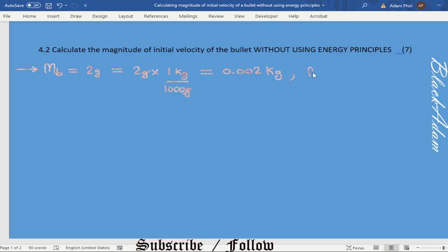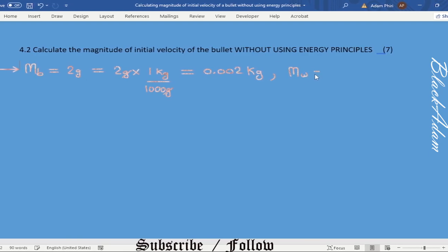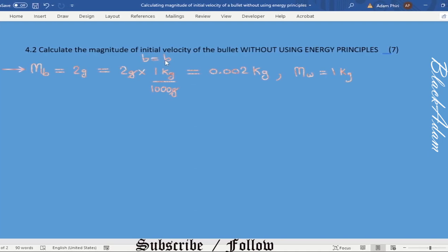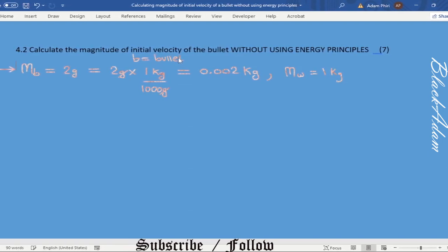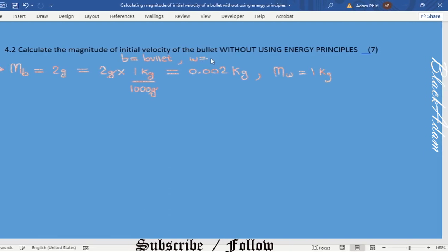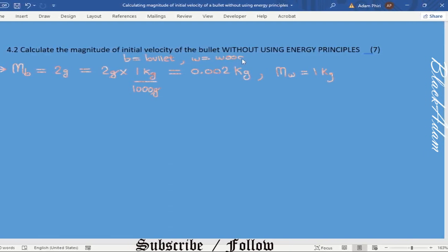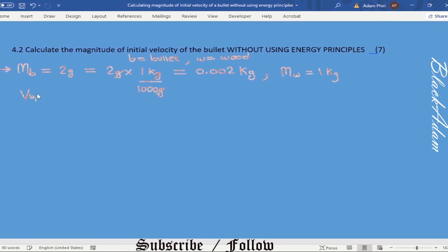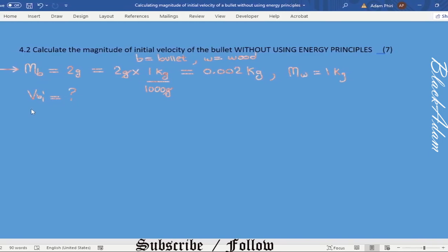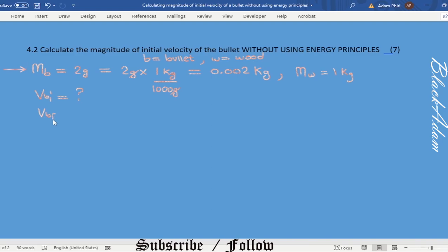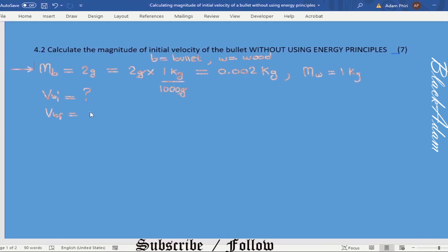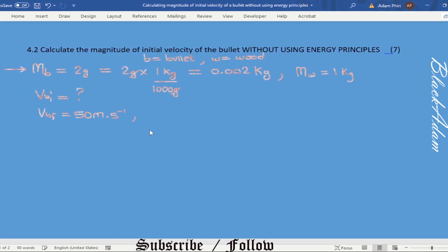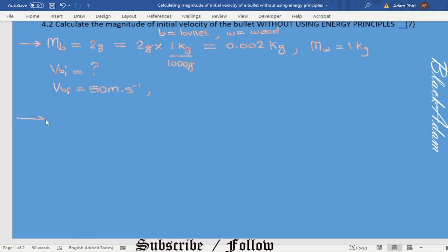What else do we know? The mass of the wood is 1 kg. We're using the symbol B for bullet and W for wood, so whenever you see a subscript B, that's bullet, and subscript W means wood. The initial velocity of the bullet we do not know, but the final velocity of the bullet after it went through the wood is 50 meters per second. The other information is friction, and we'll get to that later.